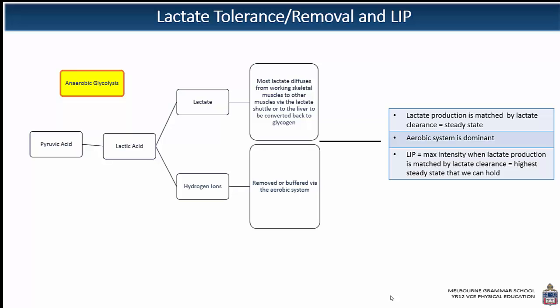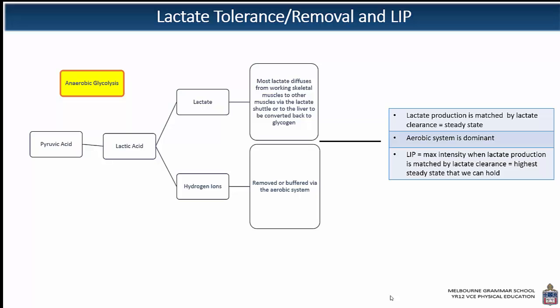Now, the body gets rid of this lactate by diffusing it from the working muscle into the blood, and there it will be taken up by other muscles, and that's called the lactate shuttle, or it will be taken back to the liver where it's going to be converted back to glycogen for fuel use. Hydrogen ions, on the other hand, mostly get removed or buffered via the aerobic system within the muscle, and it's this build-up that we know causes fatigue.